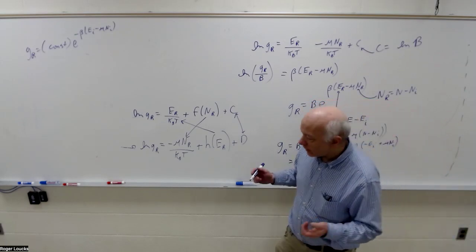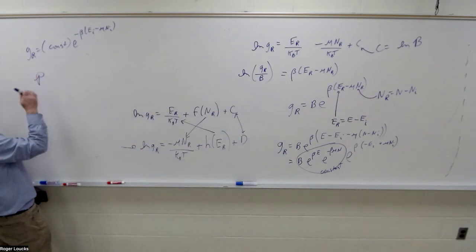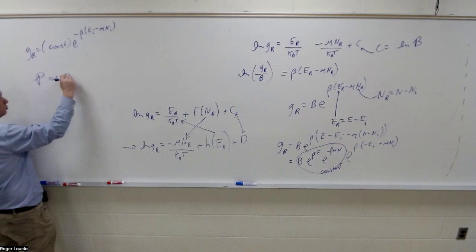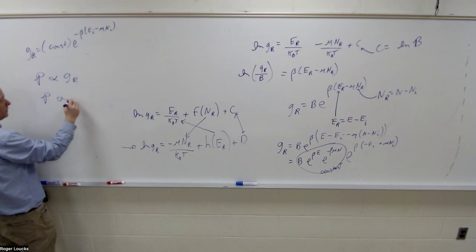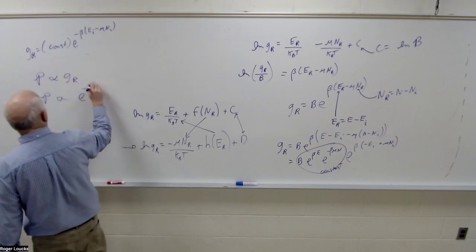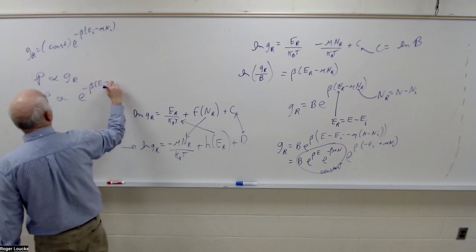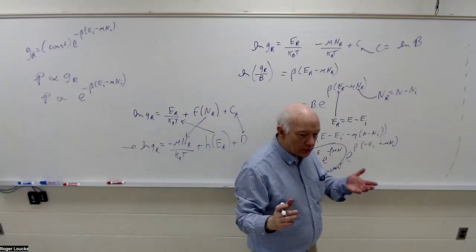Yeah. So now we can go back to this fellow here. Now I consider that my probability to be in the state is proportional to GR. This probability here is really going to be proportional, this is just a constant, to this e to the minus beta, EI minus mu. Now you tell me how to finish this proof.